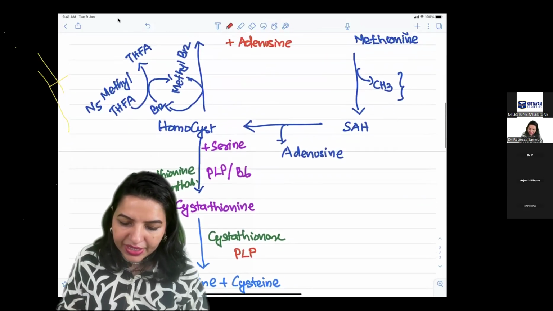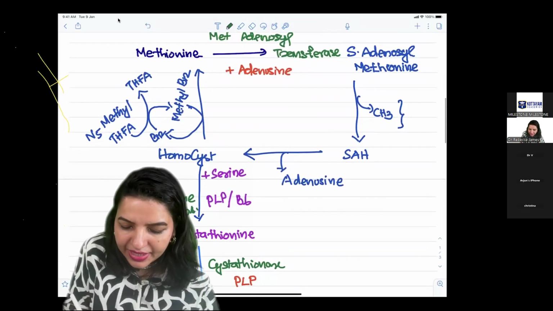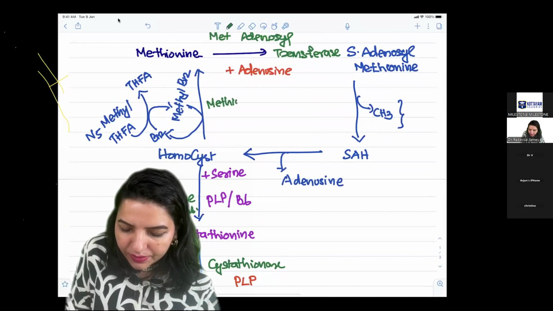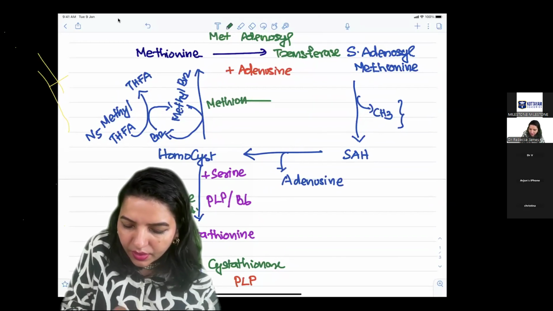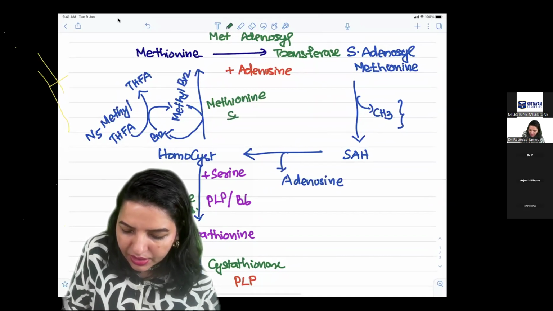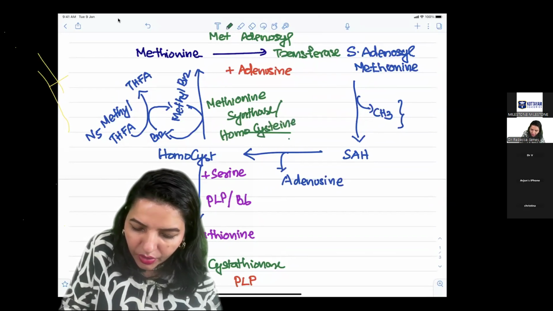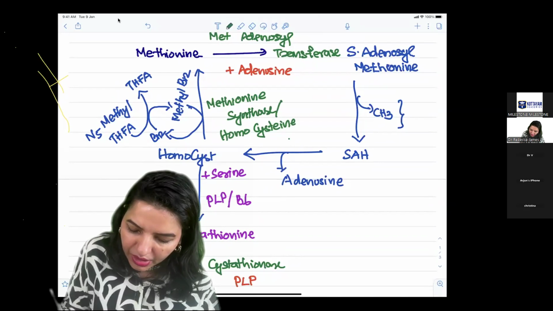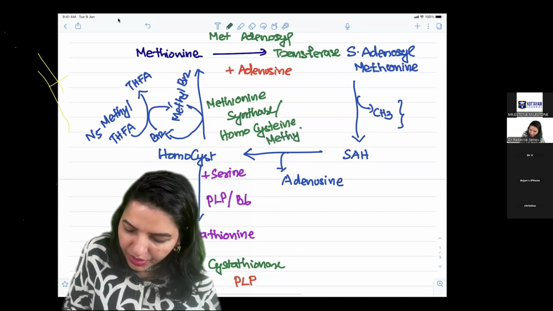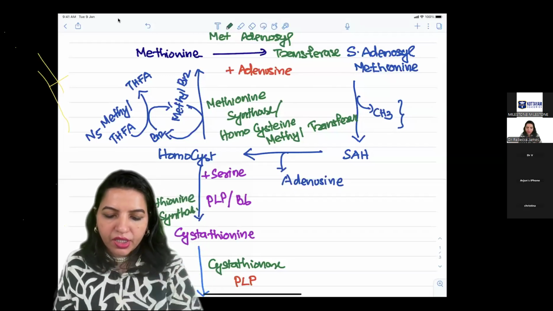Now I didn't tell you the name of the enzyme which converts homocysteine to methionine, and that enzyme is methionine synthase or homocysteine methyltransferase. Explainable, right? The name is transferring a methyl group to homocysteine. So that is the name of that enzyme.